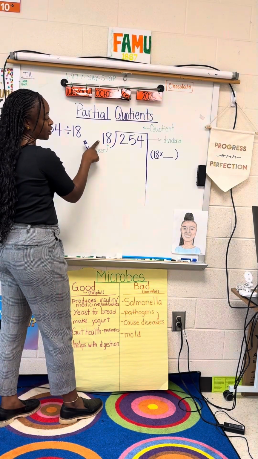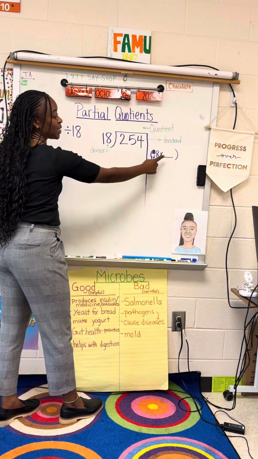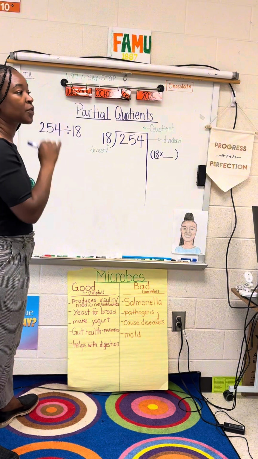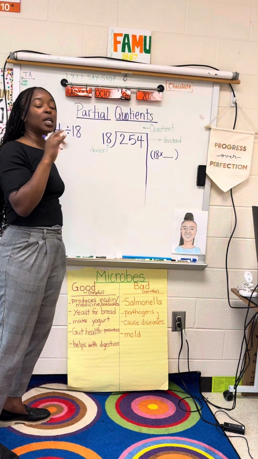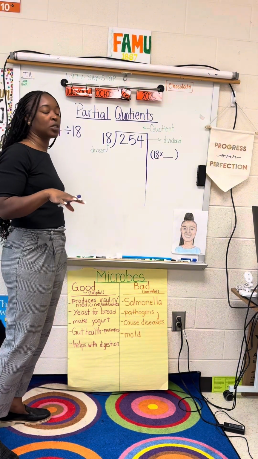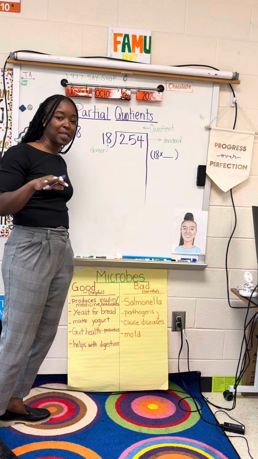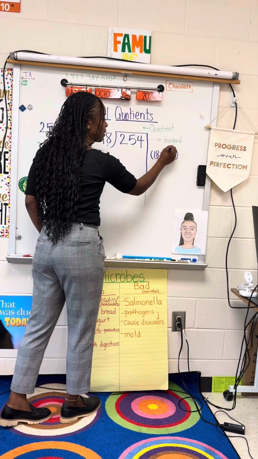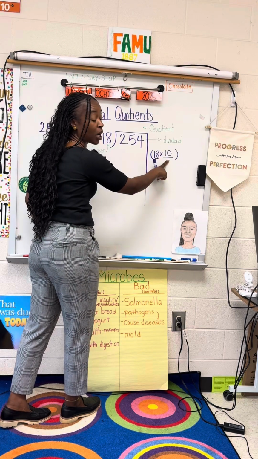So we're asking ourselves, what can I multiply 18 by that's going to get me as close to 254 as I can? Just for the sake of keeping it simple, let's start with 10. 10 is always a safe number to start off with. It's easy to multiply by 10. So if we try 10, and here I'm going to put 18 times 10. 10 is now my first partial product.